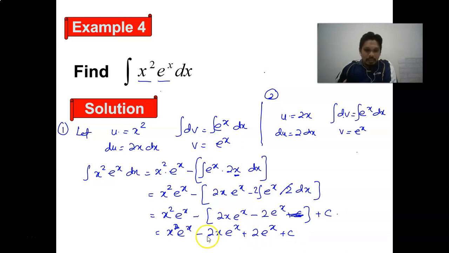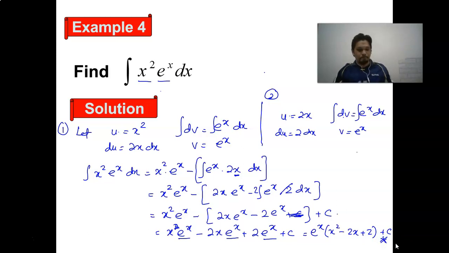Okay, class. We got e^x and e^x, so we can simplify this as e^x times x squared minus 2x plus 2, plus c. There you go.